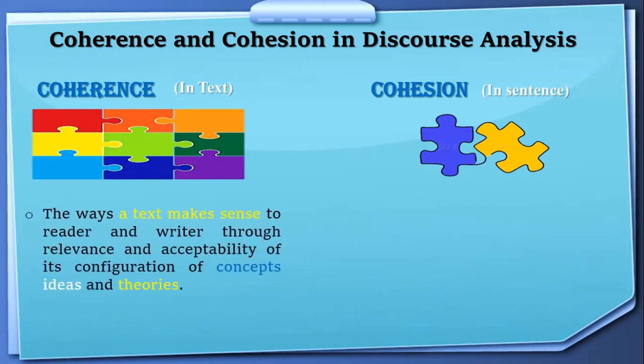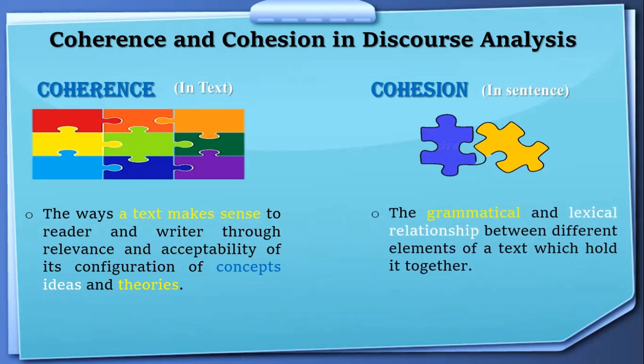Coherence is the way a text makes sense to reader and writer through relevance and acceptability of its configuration of concepts, ideas, and theories. In a very simple way, coherence is how a text makes sense, how the concepts, ideas, and theories are actually given in the text.